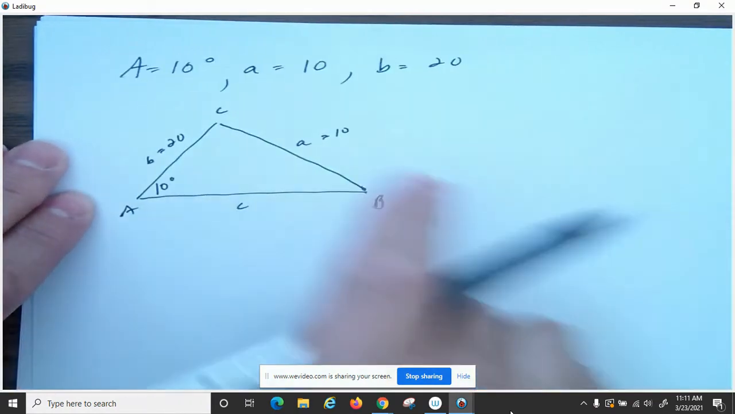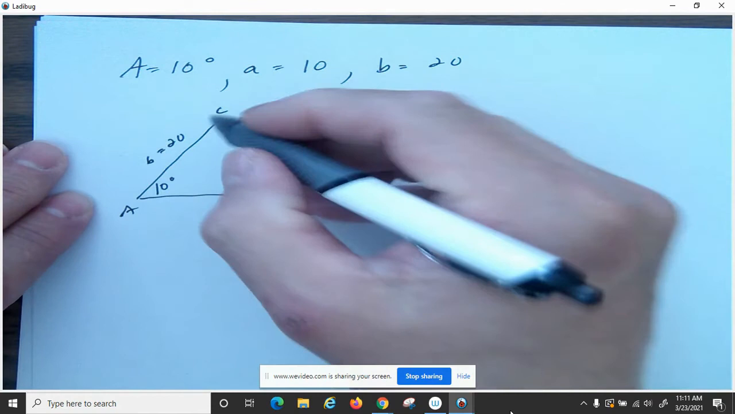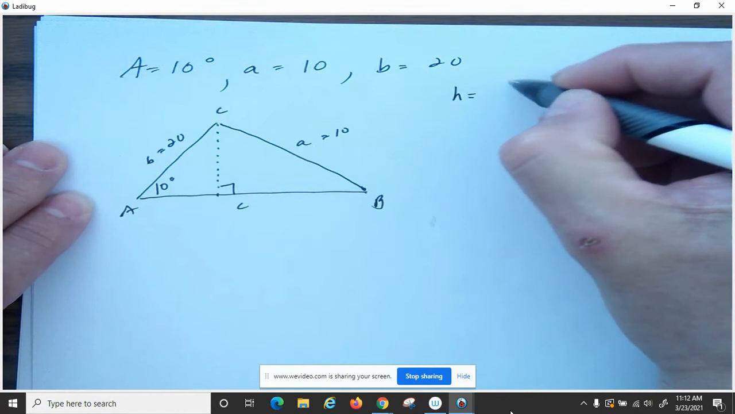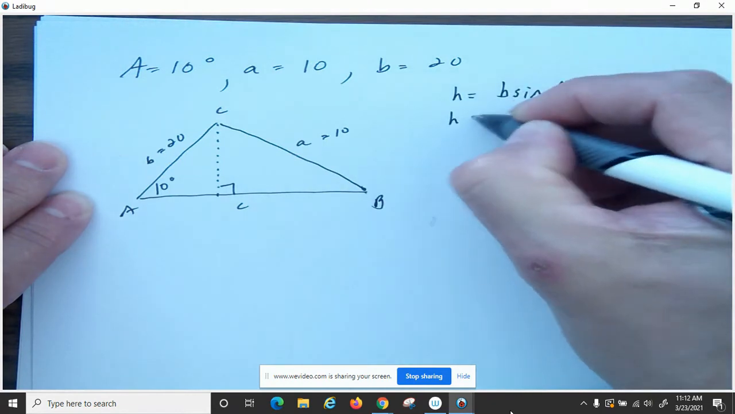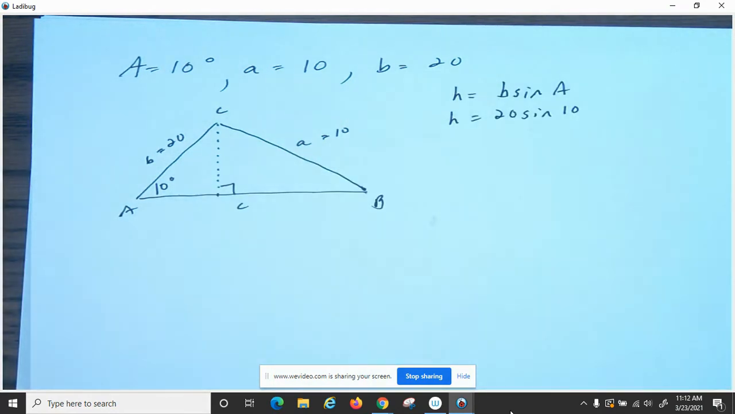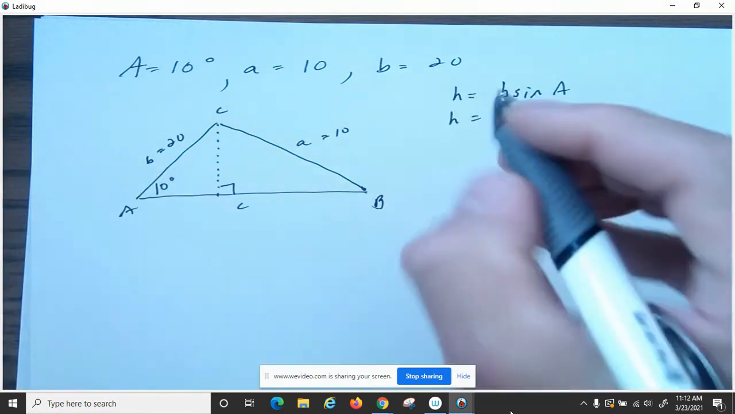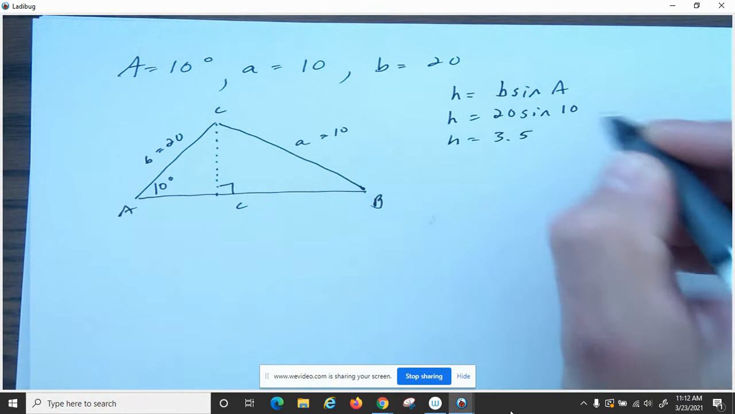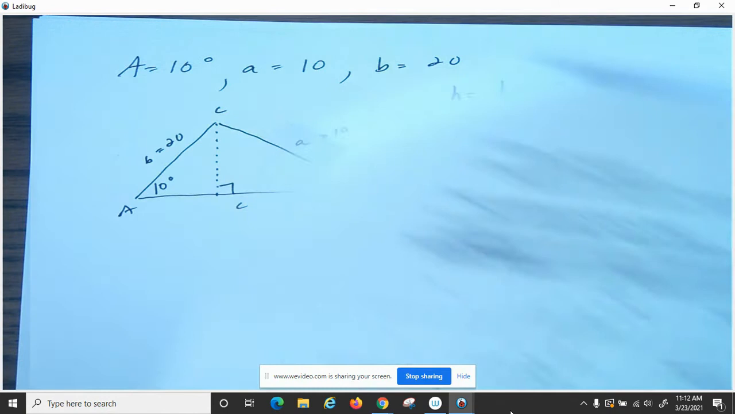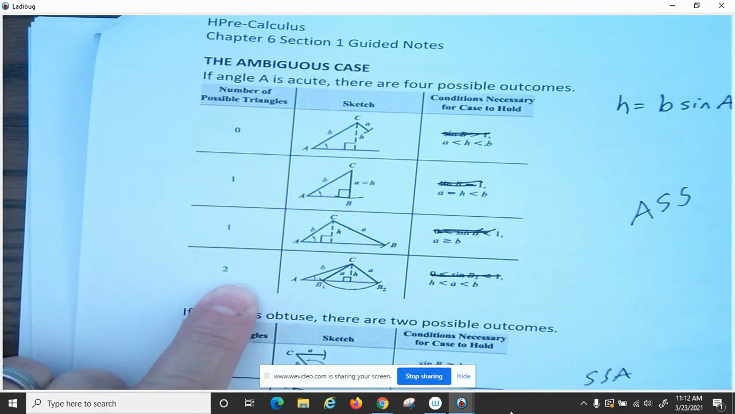All right, so again, I see that I have side angle, so immediately I'm going to find the height of this triangle. The height of this triangle, rounded to the nearest tenths, will be 3.5. Okay, so again, I'm going to go through and make the comparisons with A, H, and B. And I'll just go ahead and jump straight to the case where we have 2 triangles.